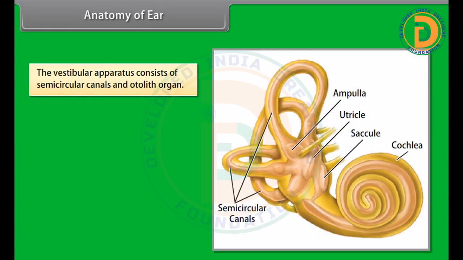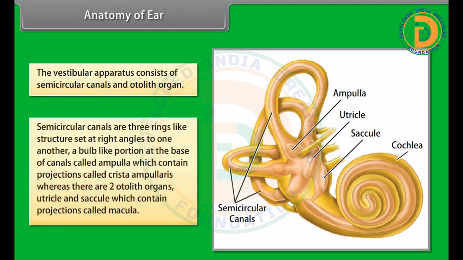The vestibular apparatus consists of semicircular canals and otolith organs. Semicircular canals are three ring-like structures set at right angles to one another, with a bulb-like portion at the base of the canals called the ampulla, which contains projections called crista ampullaris, whereas there are two otolith organs, utricle and saccule, which contain projections called macula.